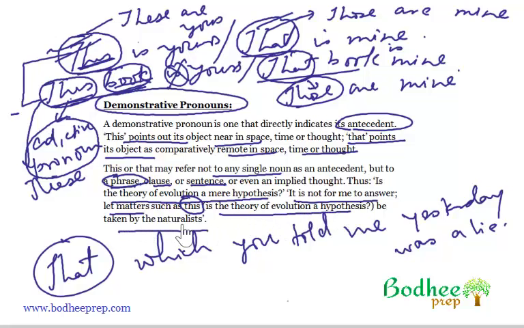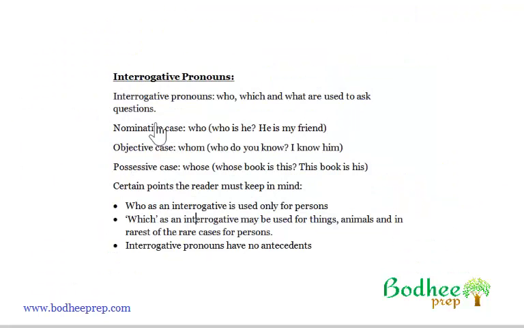So what we understand here is that pronouns need not always be referring to a particular noun. They might also refer to a phrase or a clause or a sentence, right? So we must keep these nuances in mind while reading and writing sentences. So this is all about demonstrative pronouns. Now we will go to the next slide and we will see something about the other kinds of pronouns.